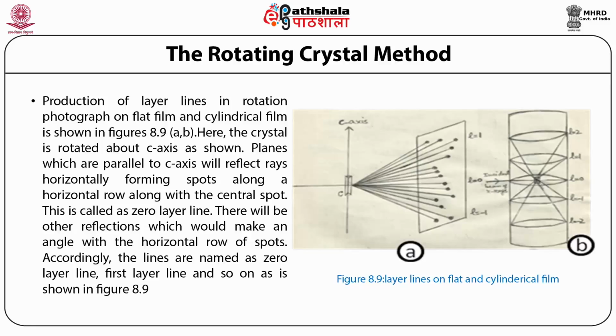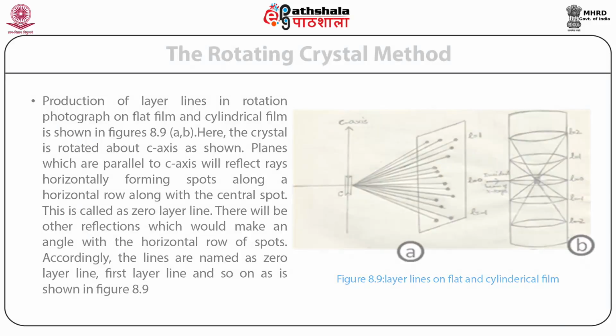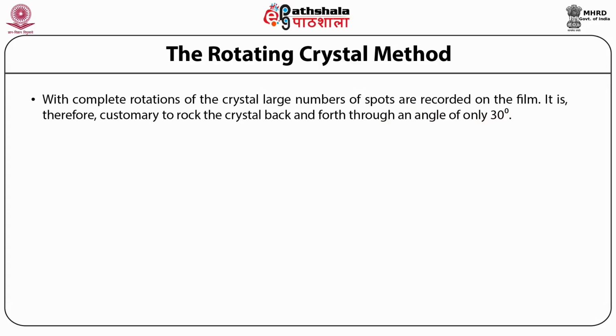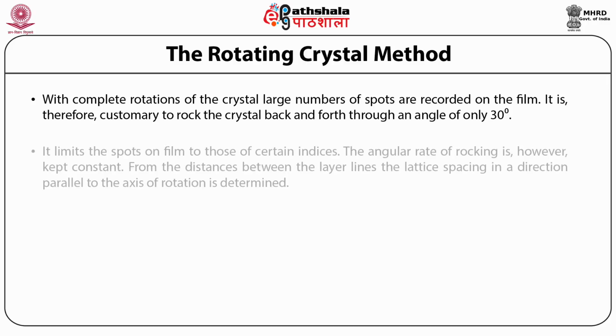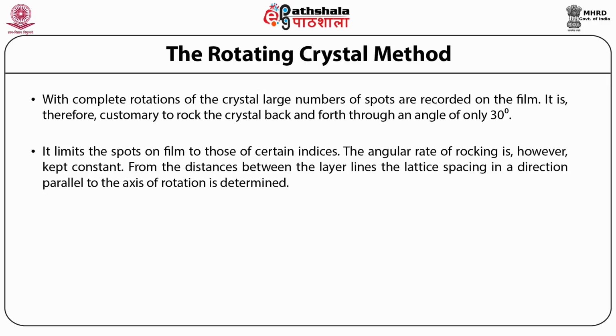There will be other reflections which would make an angle with the horizontal row of spots. Accordingly, the lines are named as zero layer line, first layer line, and so on, as is shown in figure 8.9. With complete rotations of the crystal, a large number of spots are recorded on the film, so it is customary to rock the crystal back and forth through an angle of only 30 degrees. It limits the spots on film to those of certain indices. The angular rate of rocking is, however, kept constant.